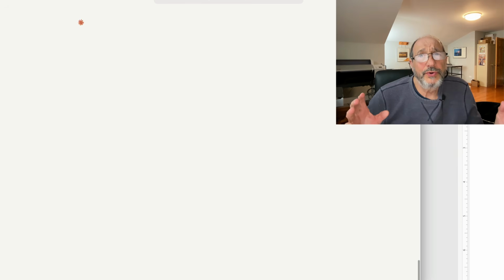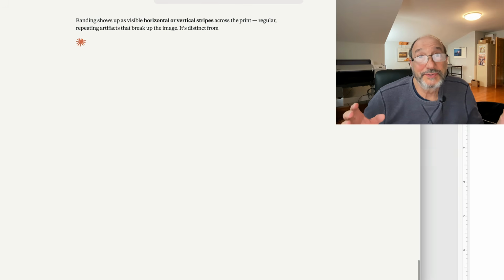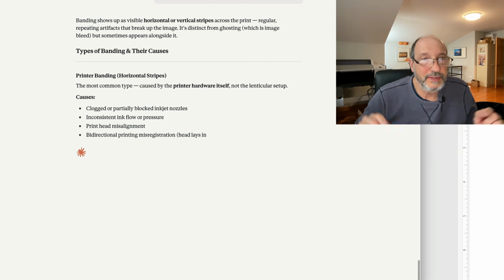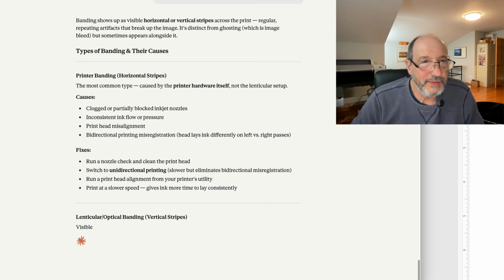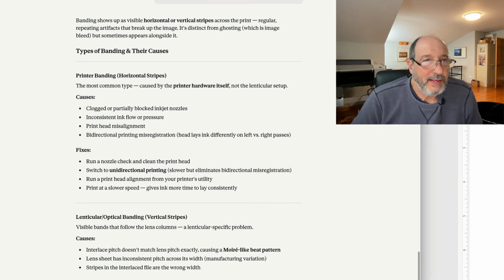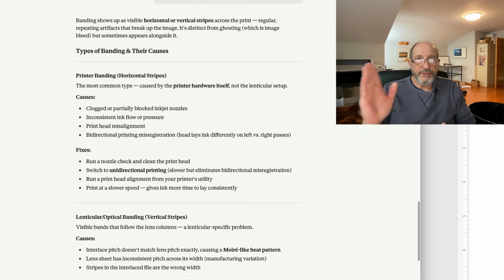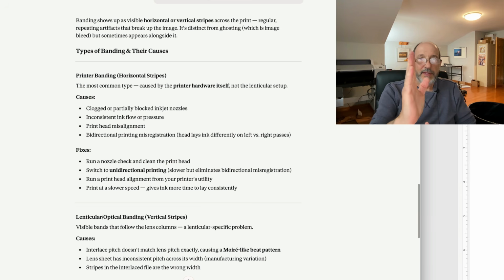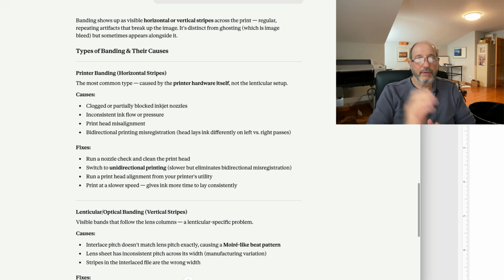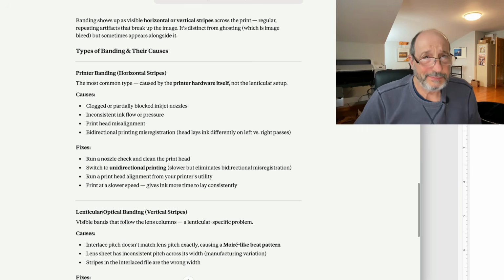By the way, there are good technical solutions to solving ghosting, and I'll be making some videos about that in the future. Banding shows up as visible horizontal or vertical stripes across the print. Well, they're typically parallel to your lenticular sheet. So I suppose if you're doing vertical lenticules, then the banding would be vertical, and if you're doing horizontal lenticules, then the banding would be horizontal.